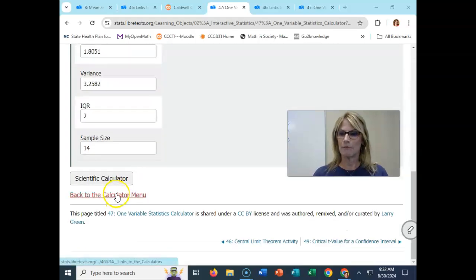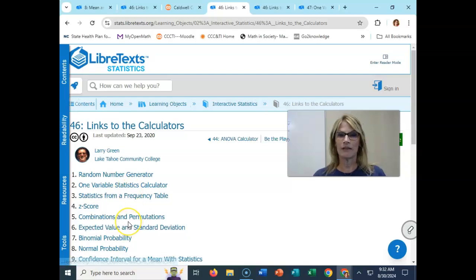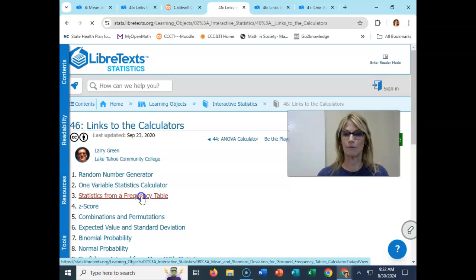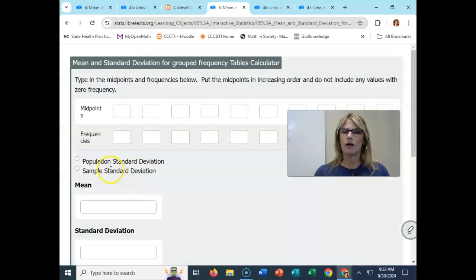Okay, back to the calculator menu. The next thing we're going to do is statistics from a frequency table. Okay, so suppose that we have data from people that got speeding tickets going down Rivers Street in Boone, and they got speeding tickets.